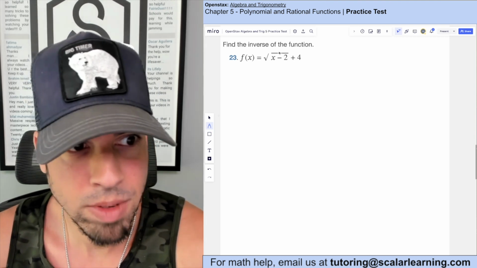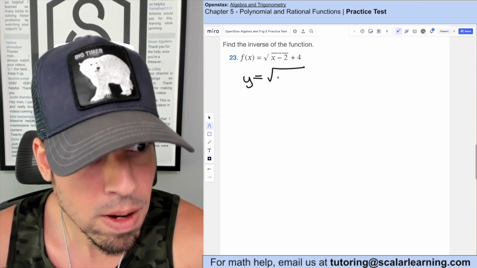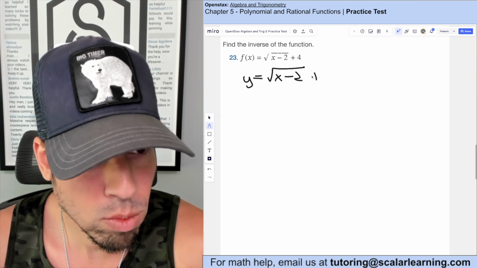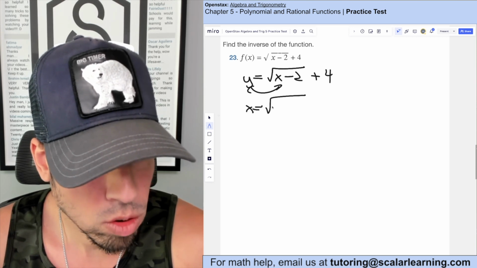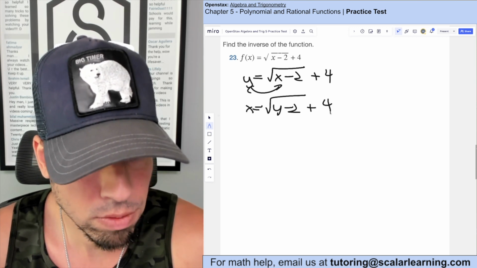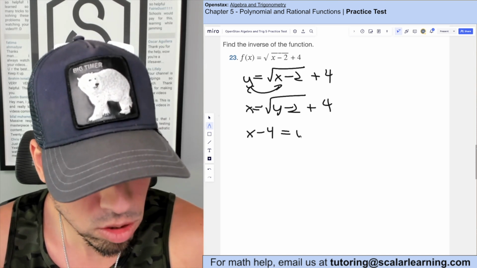For this one, we're meant to find the inverse of this function. So we're going to start by replacing f of x with y. And then after that, we're going to swap the x's and the y's. So we got x equals radical y minus 2 plus 4. And then now we're going to isolate the y. So I'm going to subtract 4 from both sides like so.